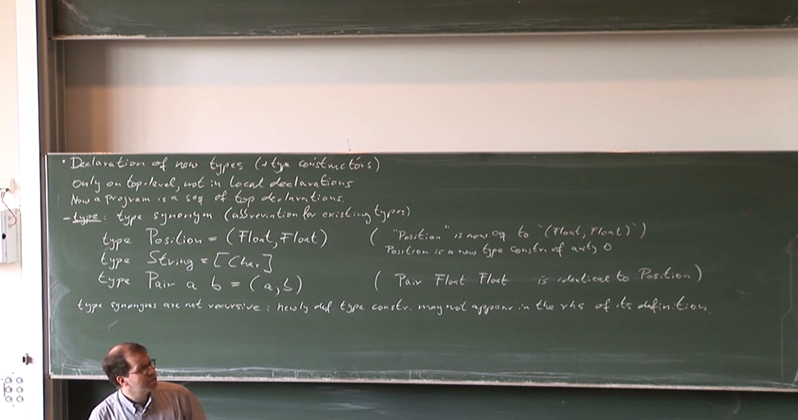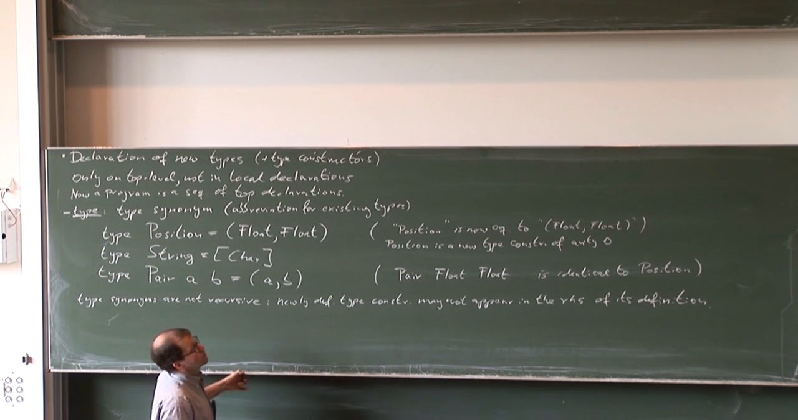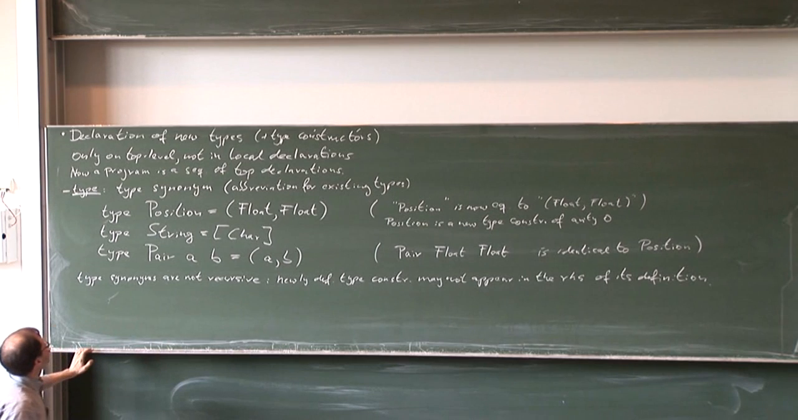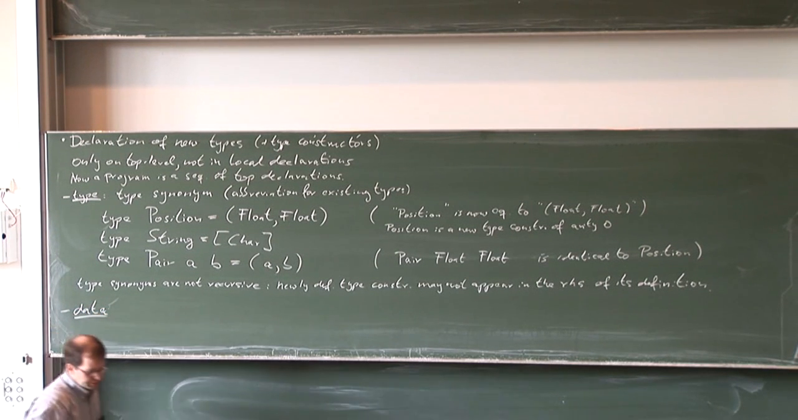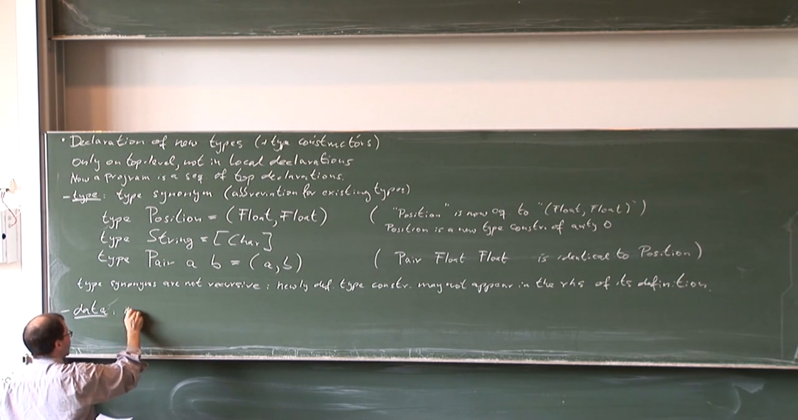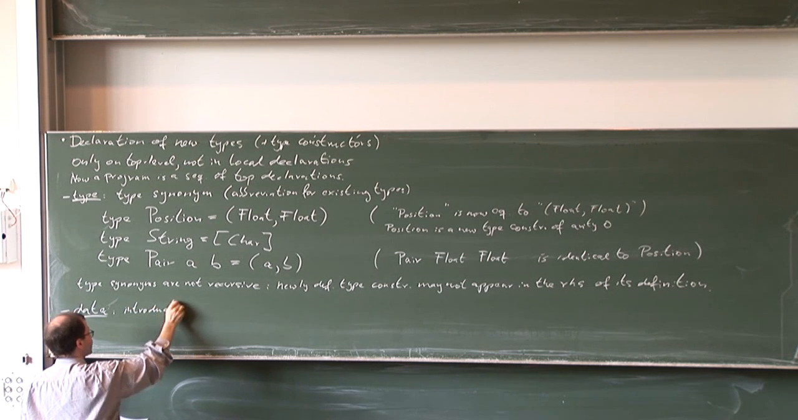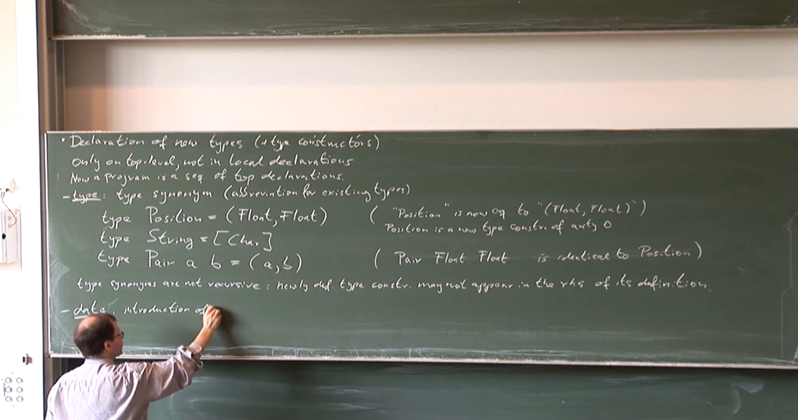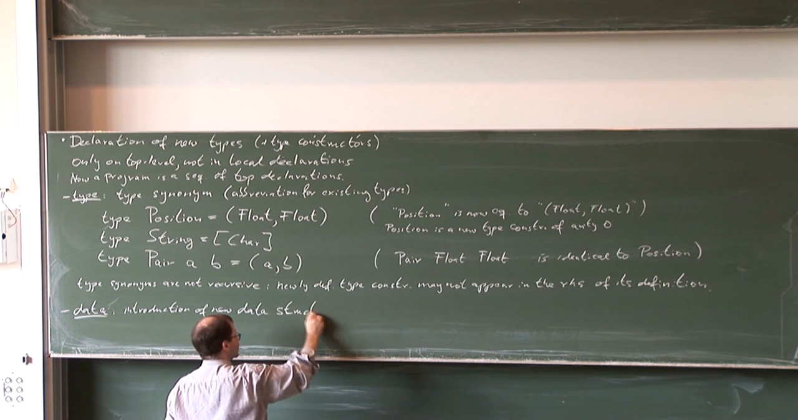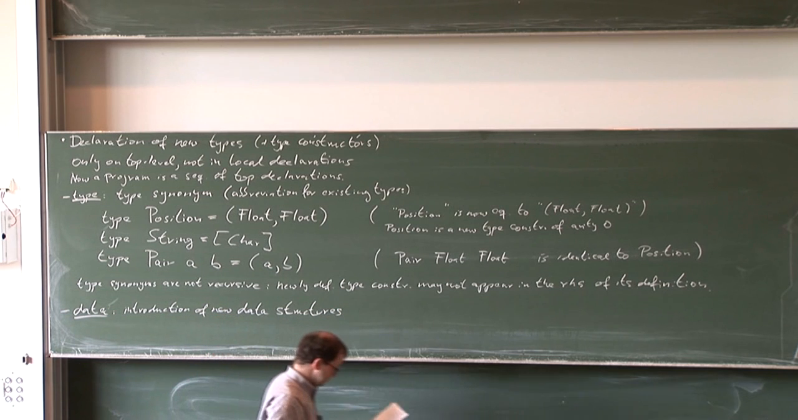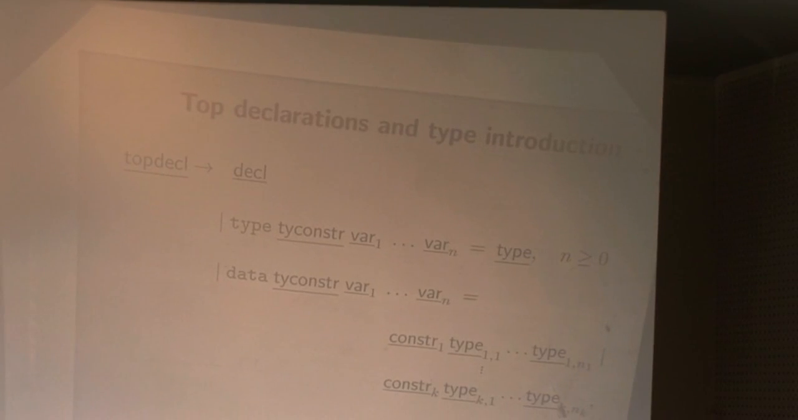If you want to do something more interesting, there's a different way to do it, and this declaration starts not with the keyword type, but with the keyword data. So this is really the way to introduce new data structures. And the grammar looks like this.